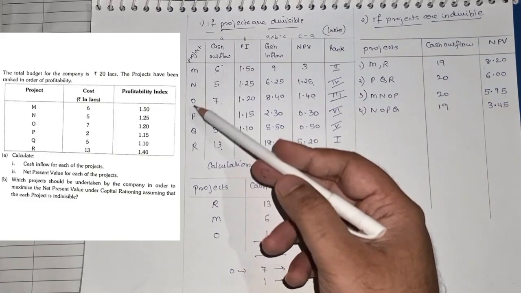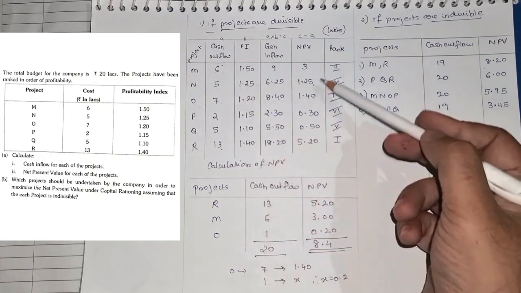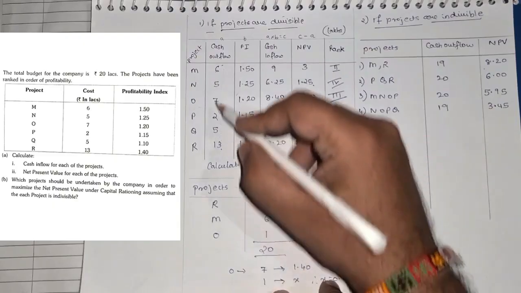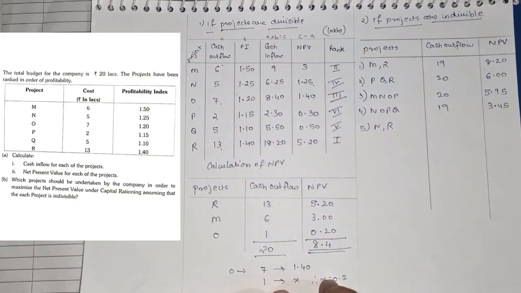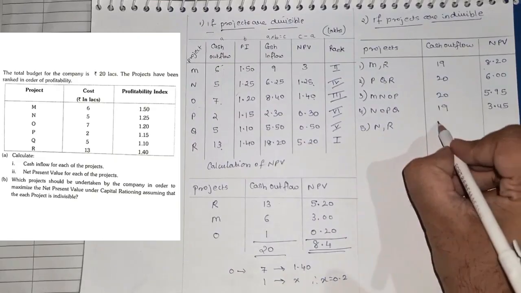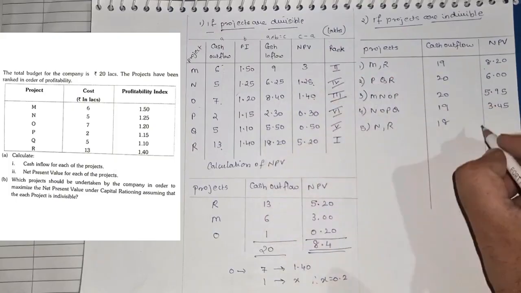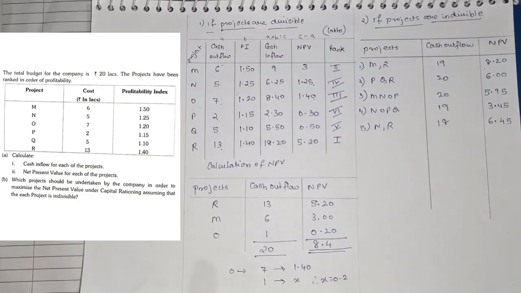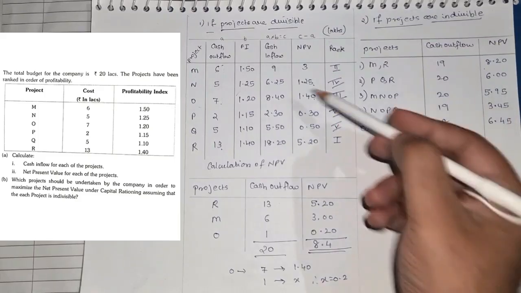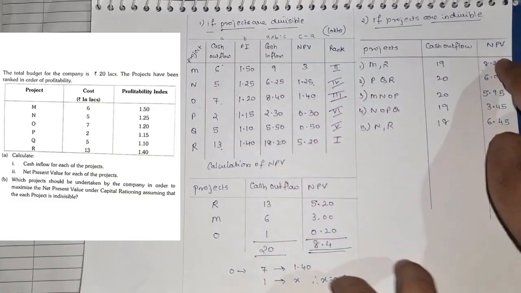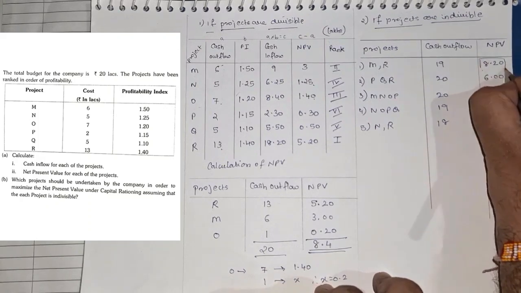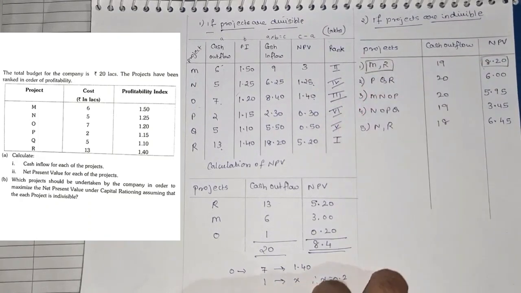M, I can go with N, but that will also give me a lesser value. If I take N and R together, that is 13 plus 5, which gives me 18 lakhs. But 5, 6, I'll get 6.45, which is less than the very first alternative that we had got of 8.20. So even if I try for any other, I don't think we will get anything beyond 8.2 lakhs. So here our highest NPV is 8.2 and the projects that we selected were M and R.